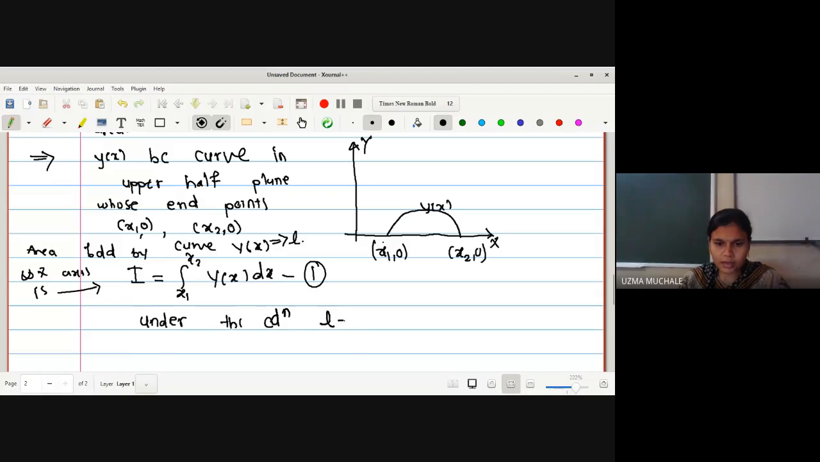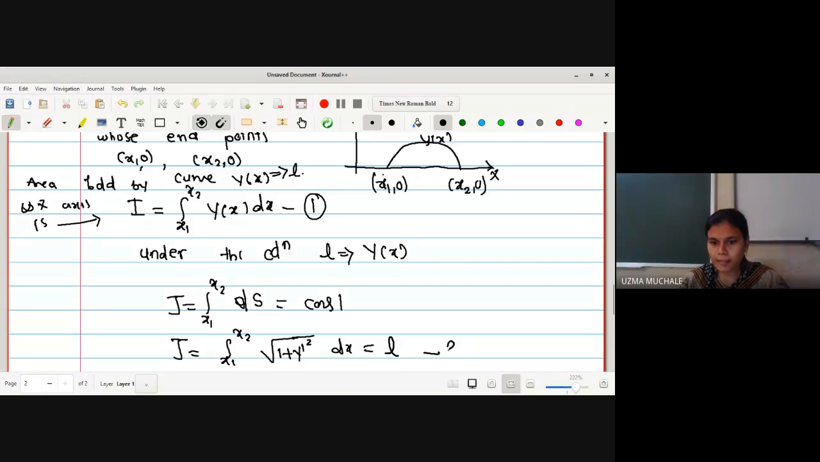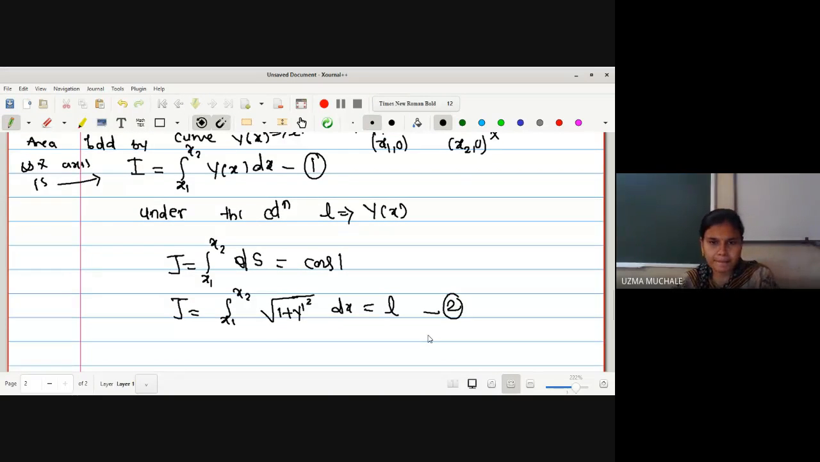Under the condition that the length of the curve y of x is fixed, which is some constant, we can write the integration from x1 to x2 of ds as constant. We have already studied how to find ds: the integral of the square root of 1 plus y dash square dx is some constant L. Is there any doubt up to this point? No, ma'am.